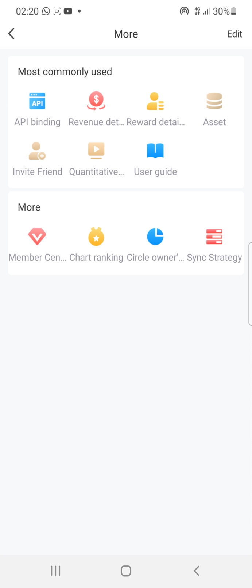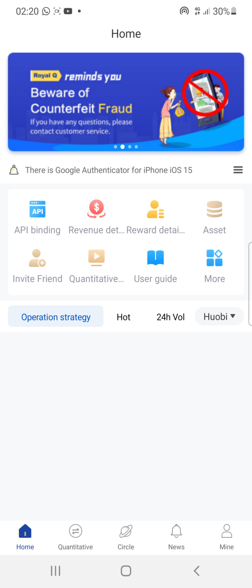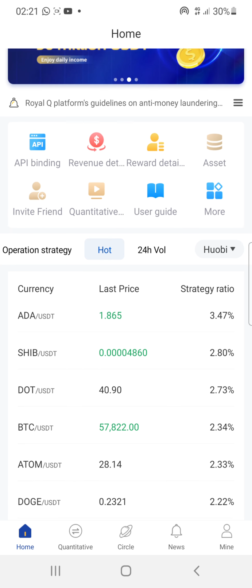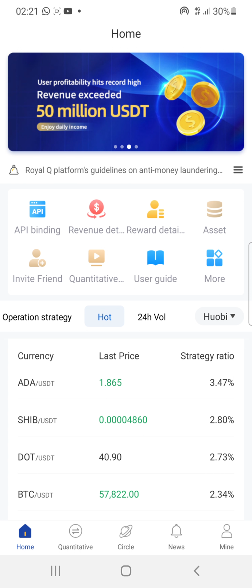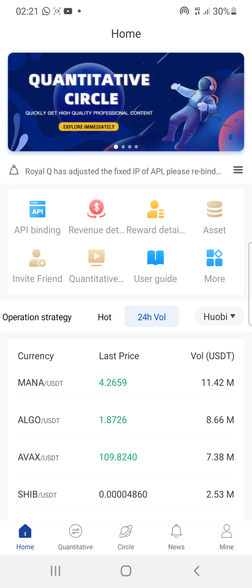Okay. Now, when we go back, that was home. We have the operation strategy. This is where you will see coins that are trading. Then the hot, you see those that are hot right now. When you tap on the 24-hour volume, you can see those that are trading with huge volume. Mana leading with $11.42 million.